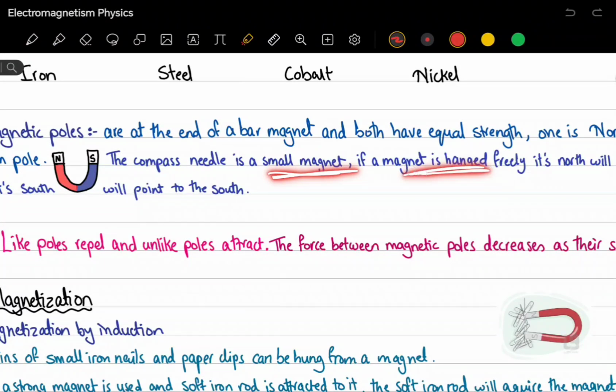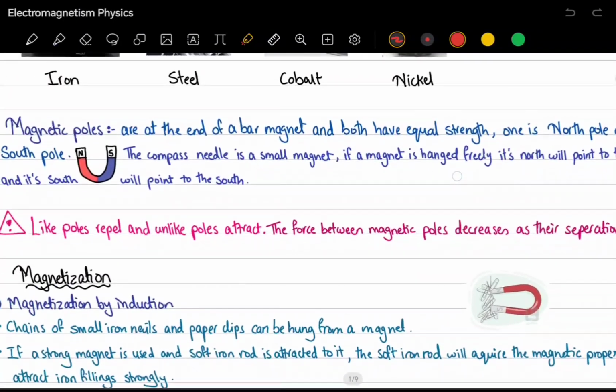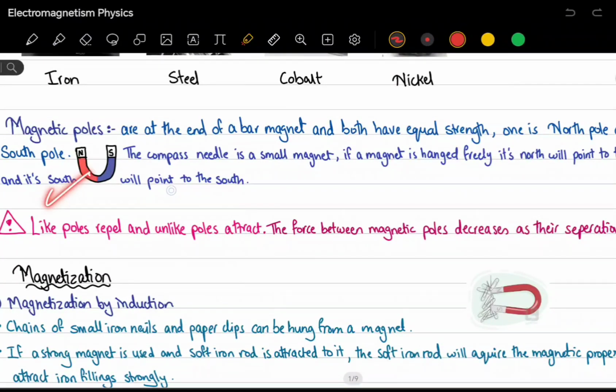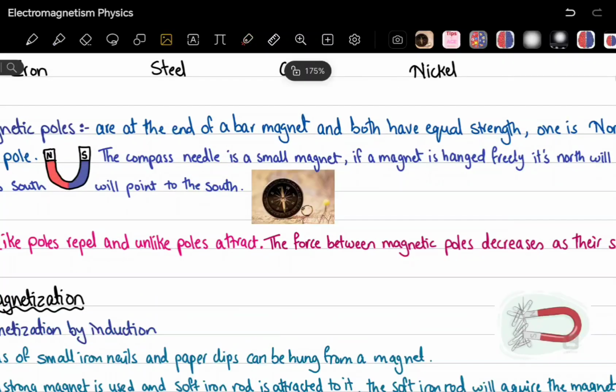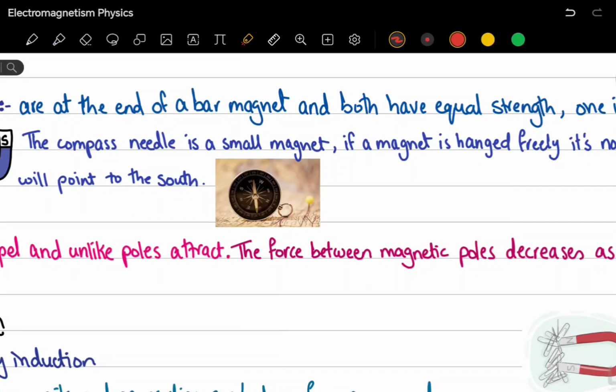If a magnet is hanged freely, then its north will point to the north of the Earth and its south will point to the south of the Earth. So here's the compass, and as you can see in the compass, this is the magnet. If this compass is left freely, then its north, because the magnet consists of north and south, will point towards the north of the Earth and its south will point towards the south of the Earth.